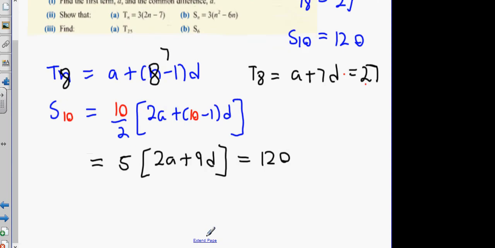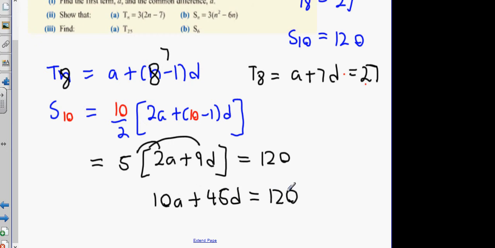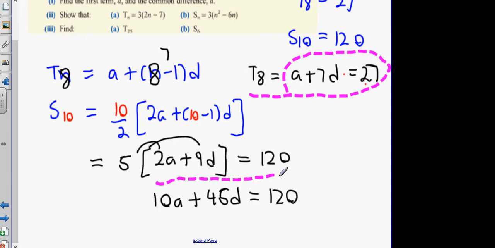Okay. Now, you can do this two ways. The first thing you can do is multiply in by the 5 if you want, and you get 10a plus 45d equals 120. Now we have two equations. The two equations we have are the first one here, and the second one. We have a simultaneous equation.